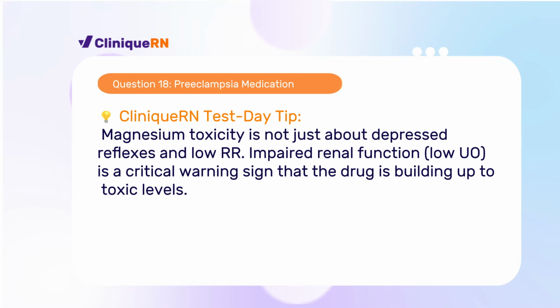Clinique RN test day tip. Magnesium toxicity is not just about depressed reflexes and low RR. Impaired renal function, low UO, is a critical warning sign that the drug is building up to toxic levels.